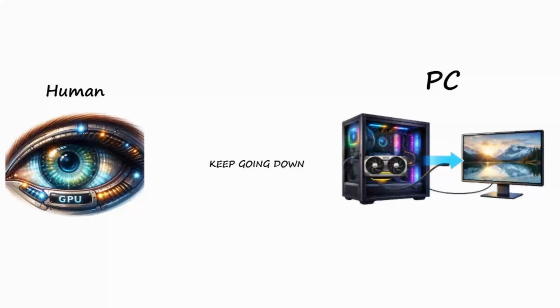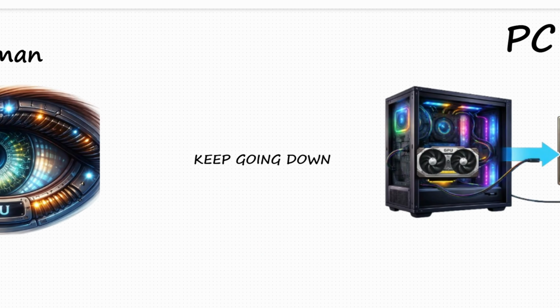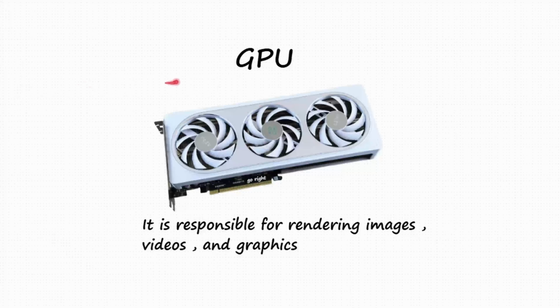Now the mind works perfectly and everything works perfectly, but there is something that must exist, such as a person needs eyes to form images and color. Also, the PC needs a GPU to form images and colors on the screen. Now we have the GPU. The GPU stands for graphics processing unit. It is responsible for rendering images, videos, and graphics.